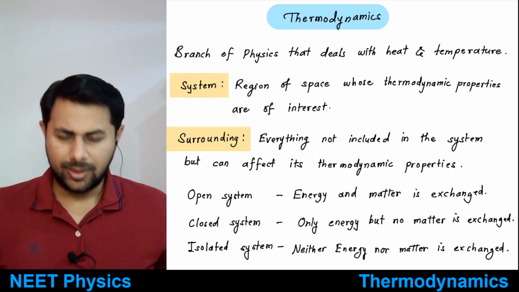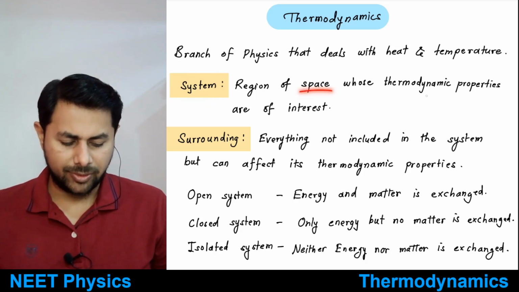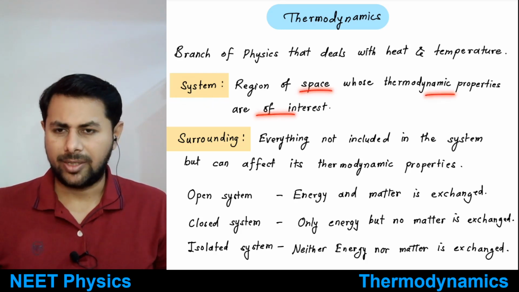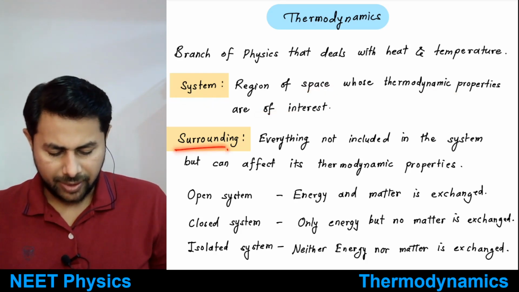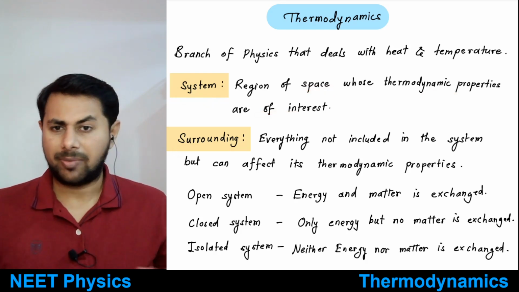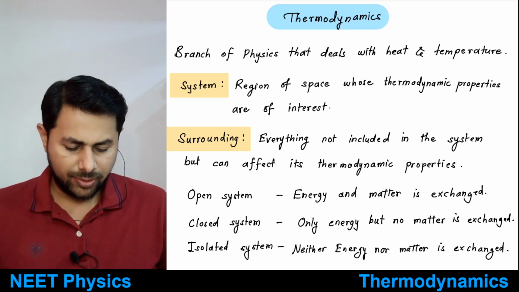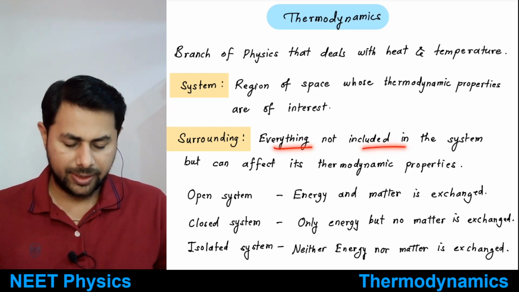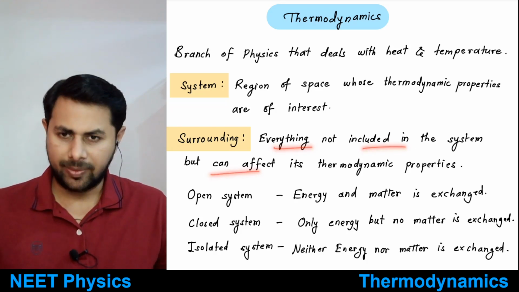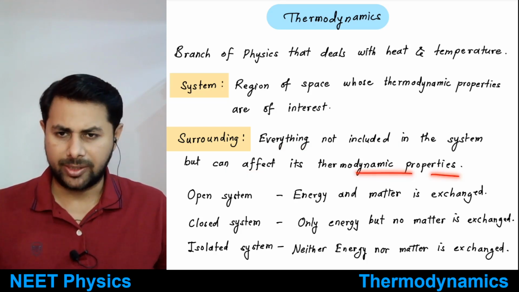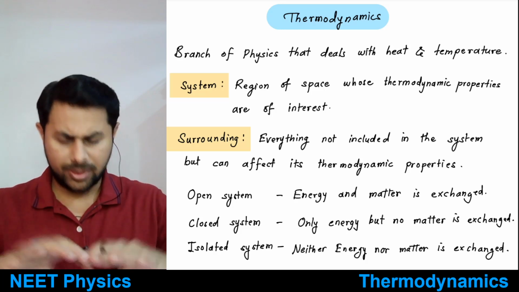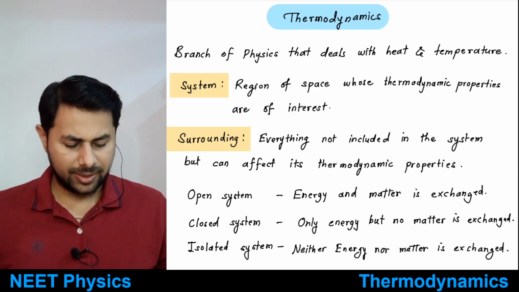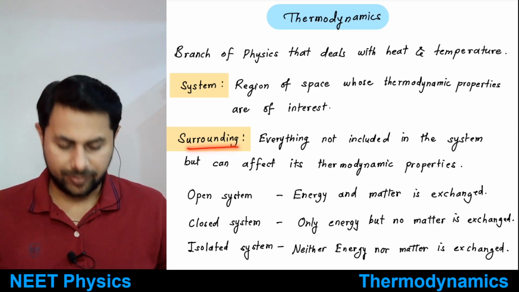It's the region of space whose thermodynamic properties are of interest. And what is surrounding? Everything apart from the system is called surrounding. Everything not included in the system but which can affect its thermodynamic properties is known as surrounding, right? The remaining part of the universe is called surrounding.